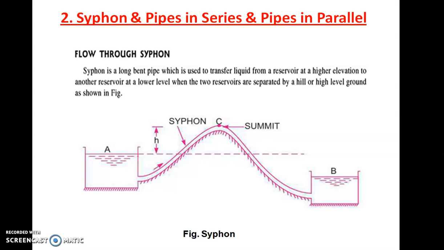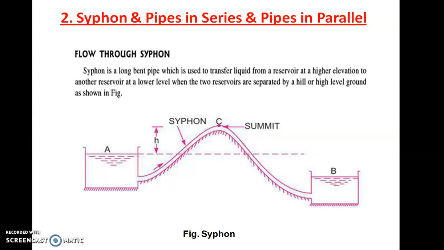Naturally, the tank A is having higher energy than tank B. So water will naturally flow from A to B. But there is a long bent pipe used in between A and B. Now remember, this pipe is long as it is given in the definition, because you are using siphon for the large distance to be covered.